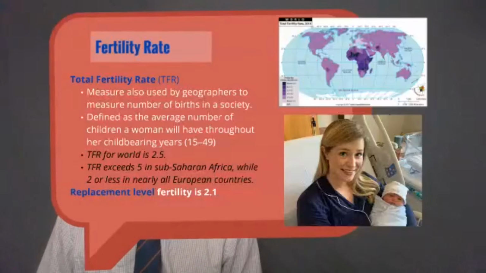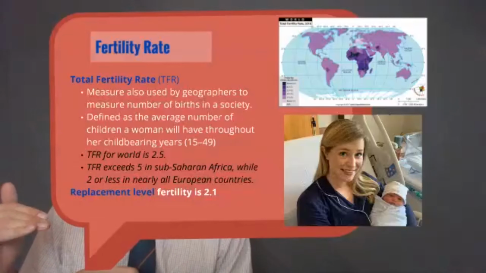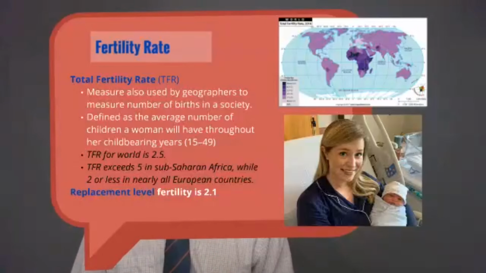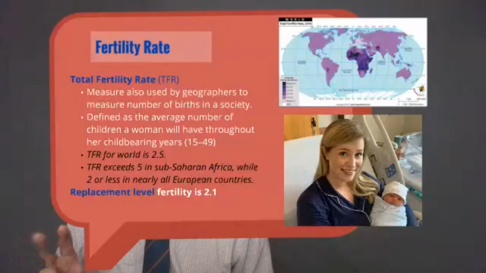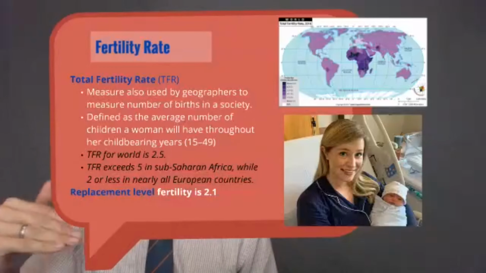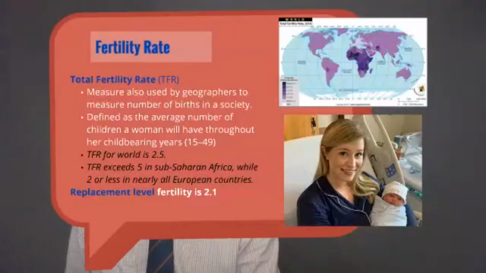Replacement level, which is what it takes to replace a population for the next generation, is 2.1. So it means that every 2 parents have an average of 2.1 children, and that will keep the population replacing without much growth, but will replace the population that came before it.